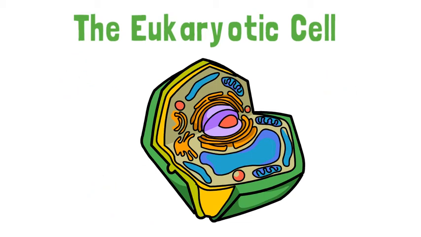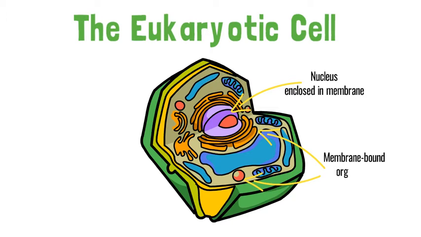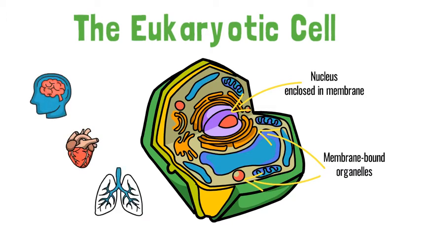Eukaryotic cells are typically larger in size compared to prokaryotic cells. Eukaryotic cells have a membrane-bound nucleus and membrane-bound organelles. Each organelle, like the organs in our body, has a specific function to carry out. Now, let us have a look at what each organelle does.